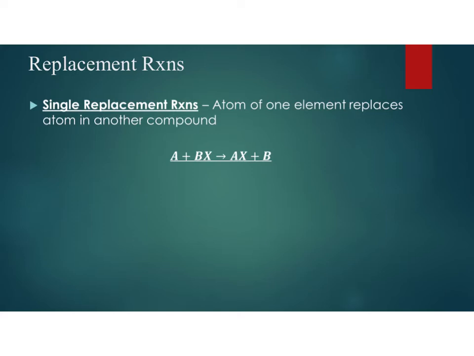For a single replacement reaction, this is where the atom of one element replaces the atom in another compound. So if you notice here, again, we have our simplest form. We have a single element here. We have a compound.